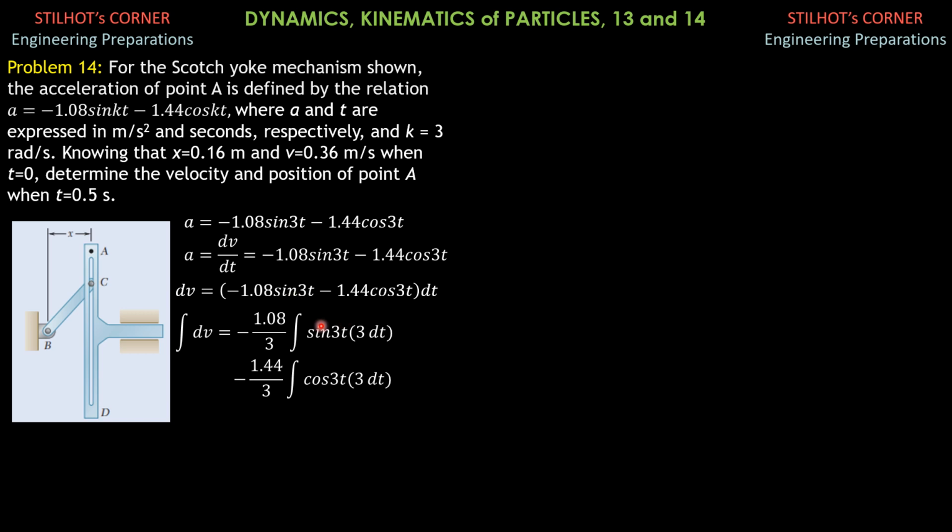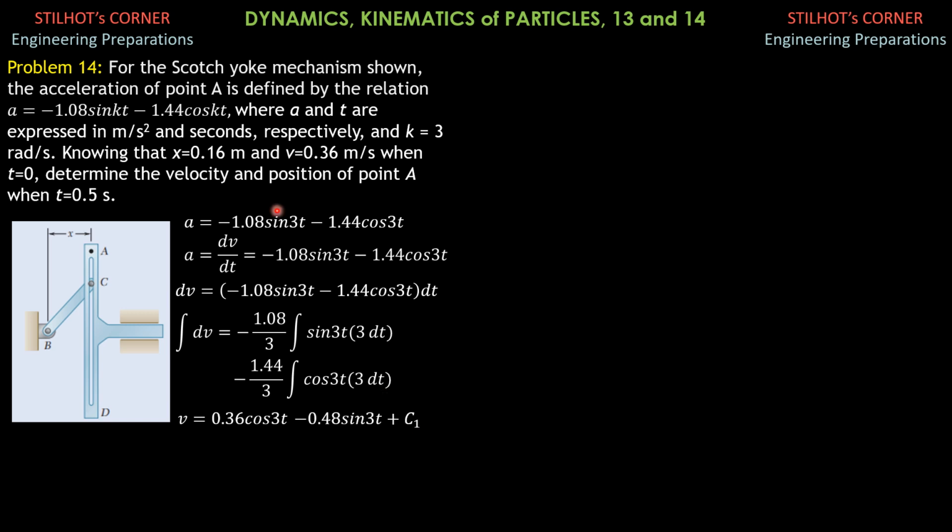So the integral of sine 3t is negative cosine 3t. So negative times negative 0.36, this becomes positive 0.36 cosine 3t. So v equals 0.36 cosine 3t. Then integral of cosine 3t times 3 dt is sine 3t. So minus 0.48 sine of 3t plus c sub 1.